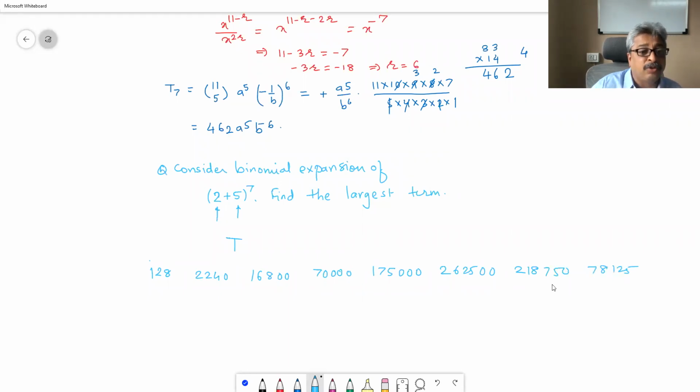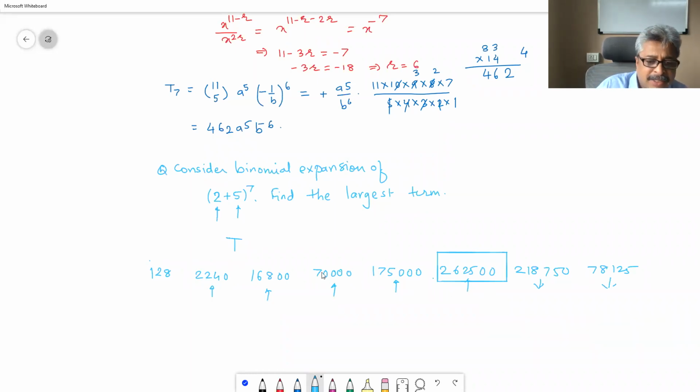These are the actual numerical values of the terms. When you add all of them, you will get 7 raised to 7. And then we see that they increase compared to the previous one, increase, increase, increase, and then decrease compared to the previous one, decrease. And therefore, this is going to be our largest term. So how do we catch it? Every time we cannot find all the terms and check.